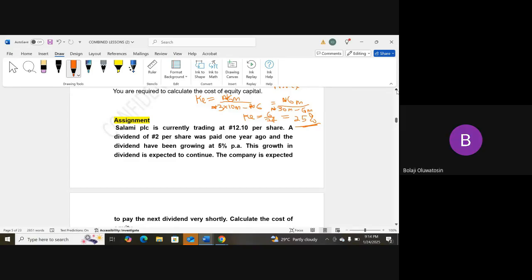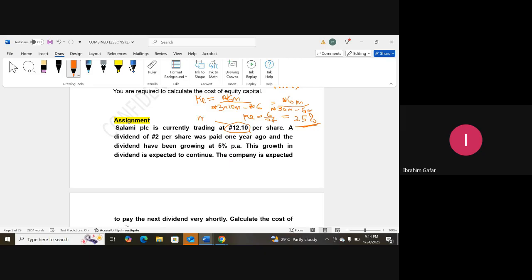Salami PLC is currently trading at 12 naira 10 kobo per share. Let's analyze it one after the other. So this 12 naira 10 kobo represents what? That's the market value of the share. Market value of the share.